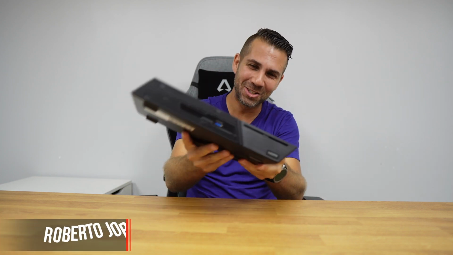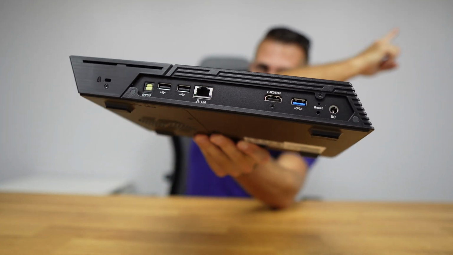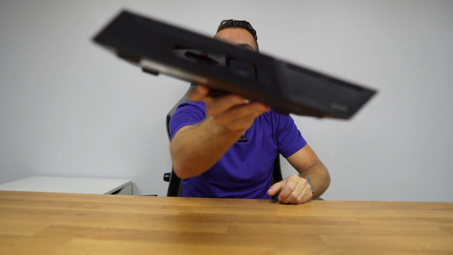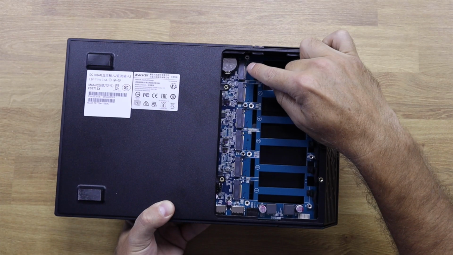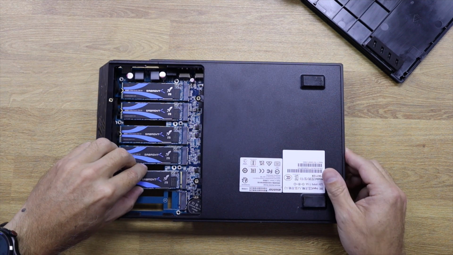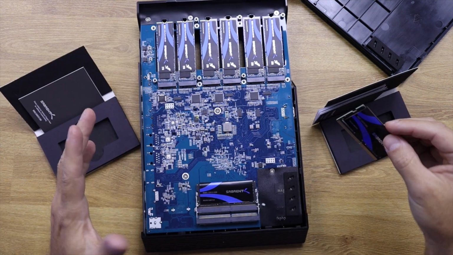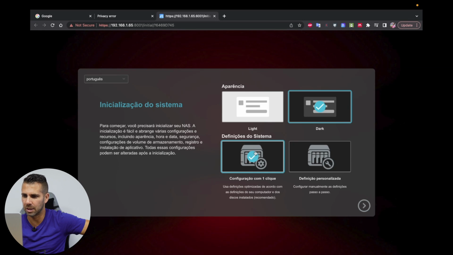Back with the Asustor Flashstor 12 Pro, which we have seen in the last video. If you missed that, I will leave a link right over here on the YouTube cards, because we did install 12 NVMe SSDs from Sabrent. We also upgraded the RAM from 4 GB to 16 GB. We did see how easy it is to plug it in and initialize. We saw all the specifications and connectivity that we have.